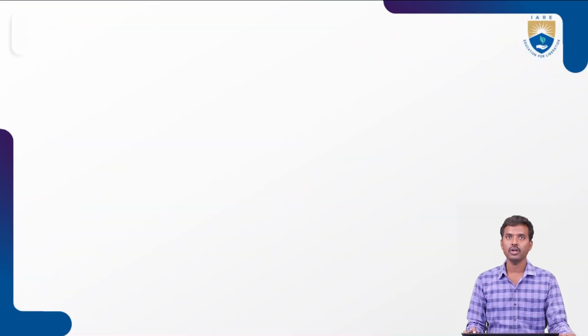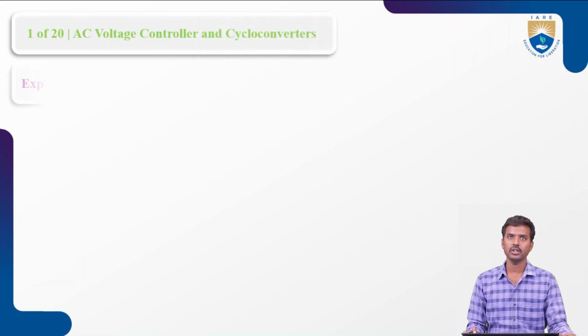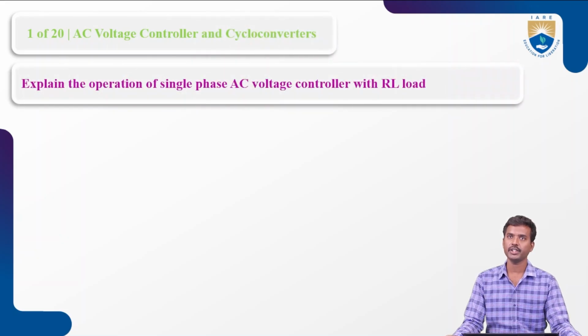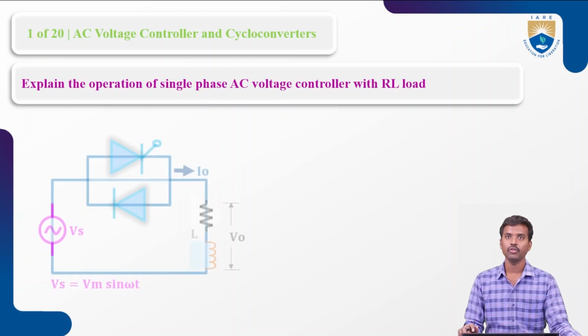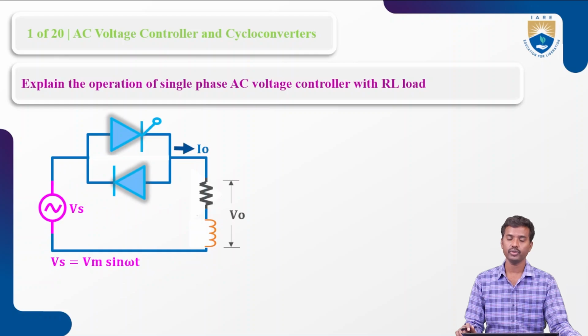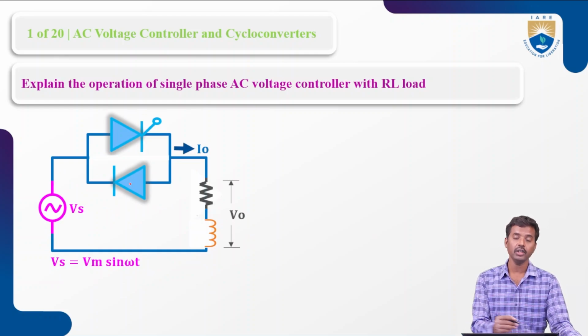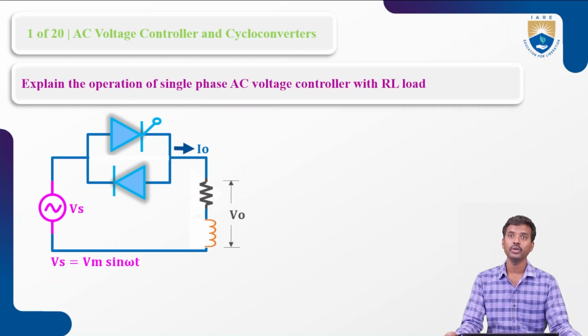Today I am going to explain the question bank discussion on AC voltage controllers and cycloconverters. In these 20 questions, the first question is: explain the operation of single phase AC voltage controller with RL load. Here we have two types of controllers, half wave and full wave. In the half wave, we use only one diode and one thyristor connected in parallel. In the full wave, we use two thyristors connected in parallel.